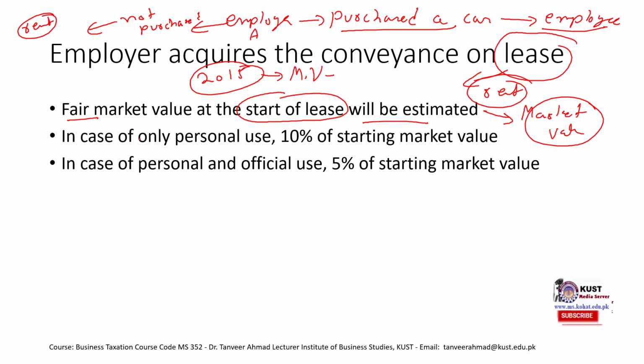In case of only personal use, 10% of starting market value would be calculated as taxable income. In case of personal and official use, 5% of starting market value. So for example, if the market value was 1 million, then if it is only used for personal purposes, then 10% of this 1 million. If it is used for personal and official use, then 5% of this 1 million would be taxable.